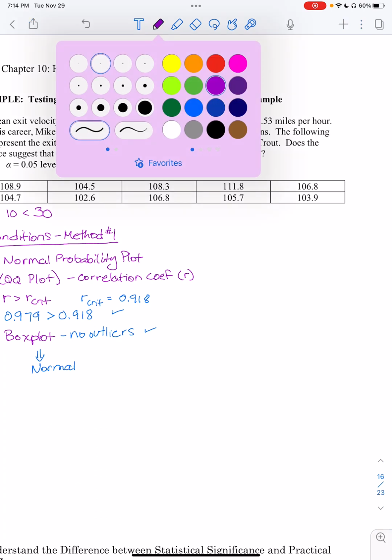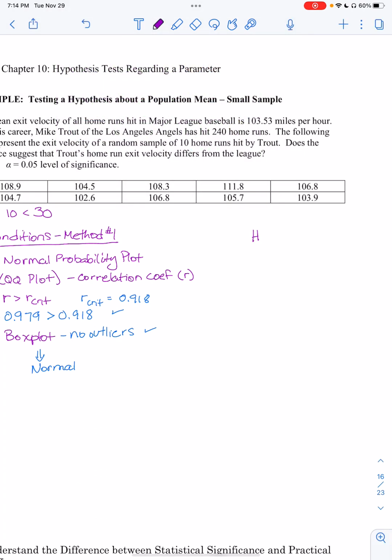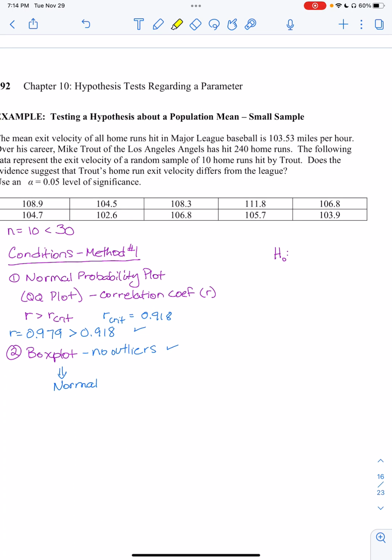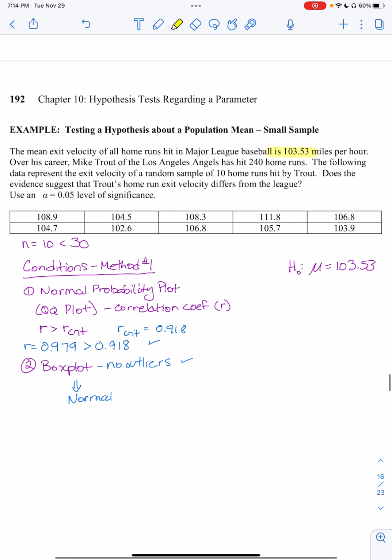We're going to start with that. Our null hypothesis, remember, is going to be the status quo. It's what we know happens. Here, the mean exit velocity of all home runs hit in Major League Baseball is 103.53 miles per hour. So we're going to assume that Trout's home run velocity is the same to start with. So we're going to come up with the mean is equal to 103.53.